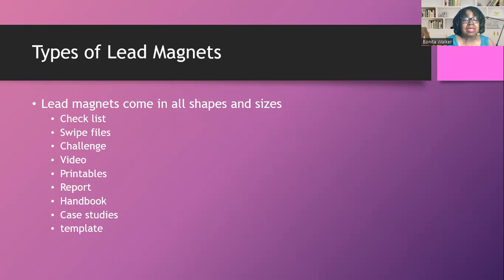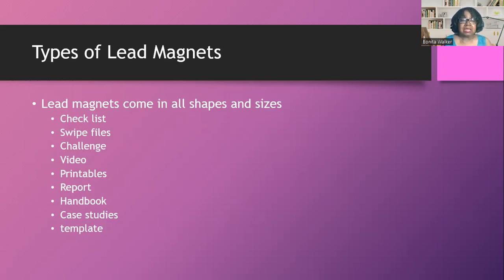When you're creating things like a report or a handbook, make sure it's not lengthy. If you've got a 50-page handbook, I mean, why should they buy your course? They've got 50 pages to read. Okay, I'll just go through your 50 pages. I'm pretty sure there's some valuable information in here that's going to help me get from point A to point B. I don't need your course. So you don't want it to be too lengthy.